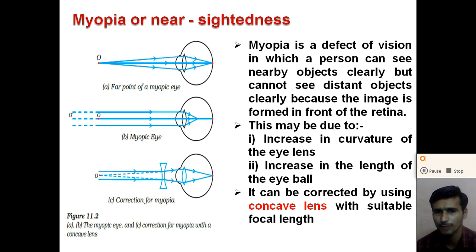Myopia defect, right? So myopia defect may be due to the increase in the curvature of the eye lens. The curvature of the eye lens, or we can say the focal length of the eye lens, cannot be decreased in a proper form, so this defect is produced. So myopia defect may be due to the increase in the curvature of the eye lens, or we can say the increase in the length of the eyeball, right?